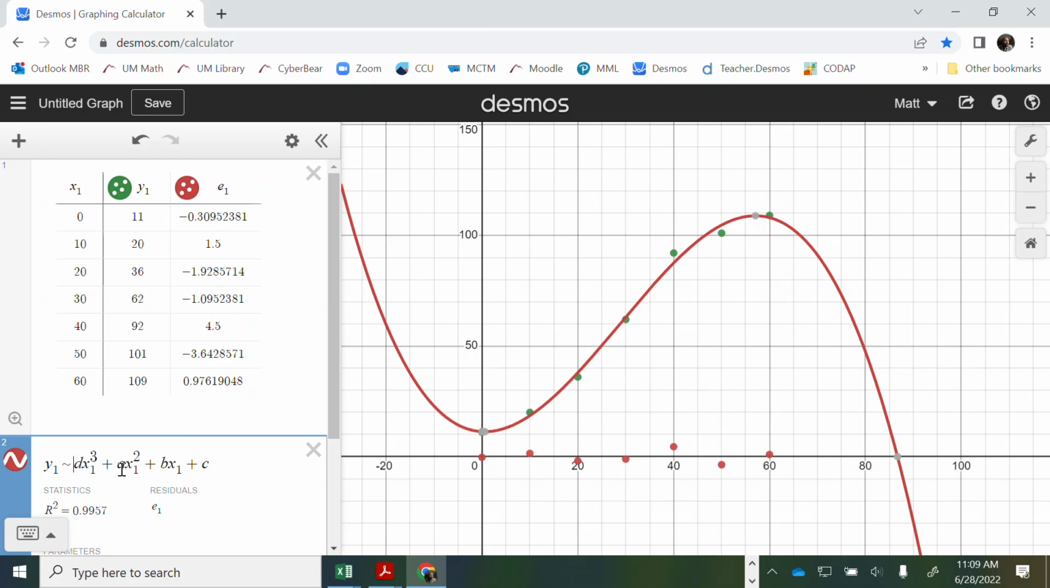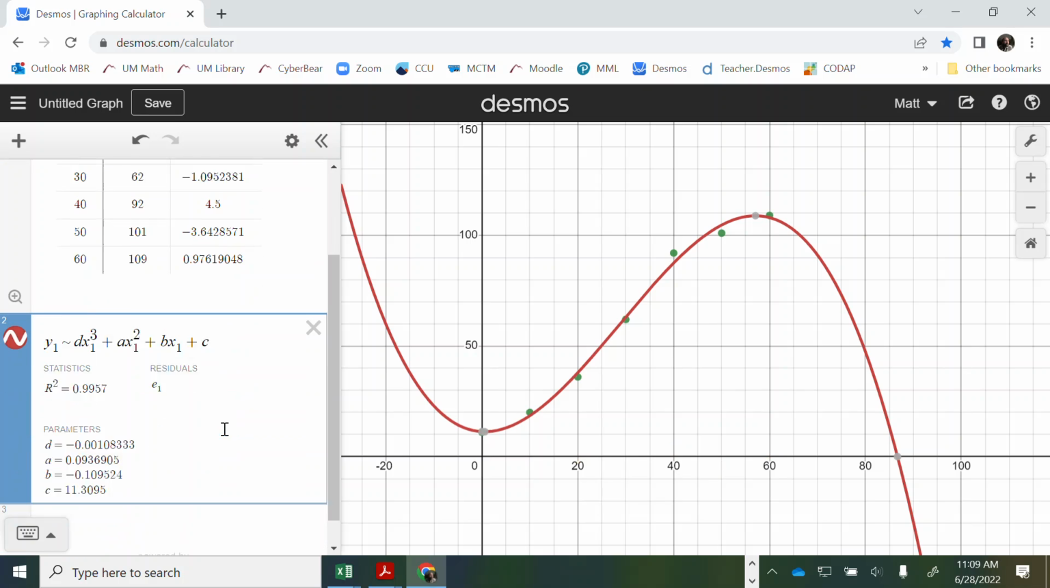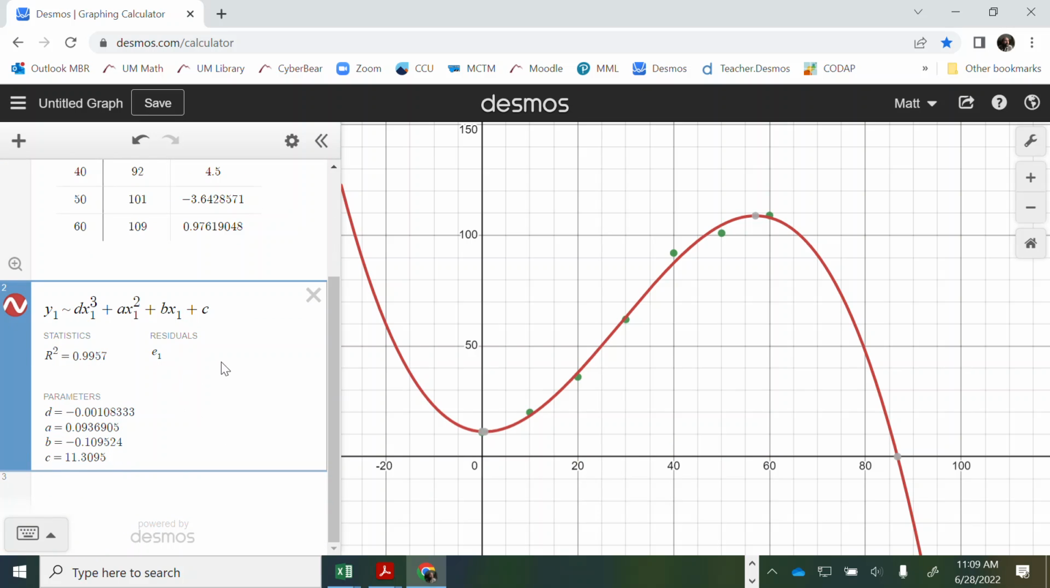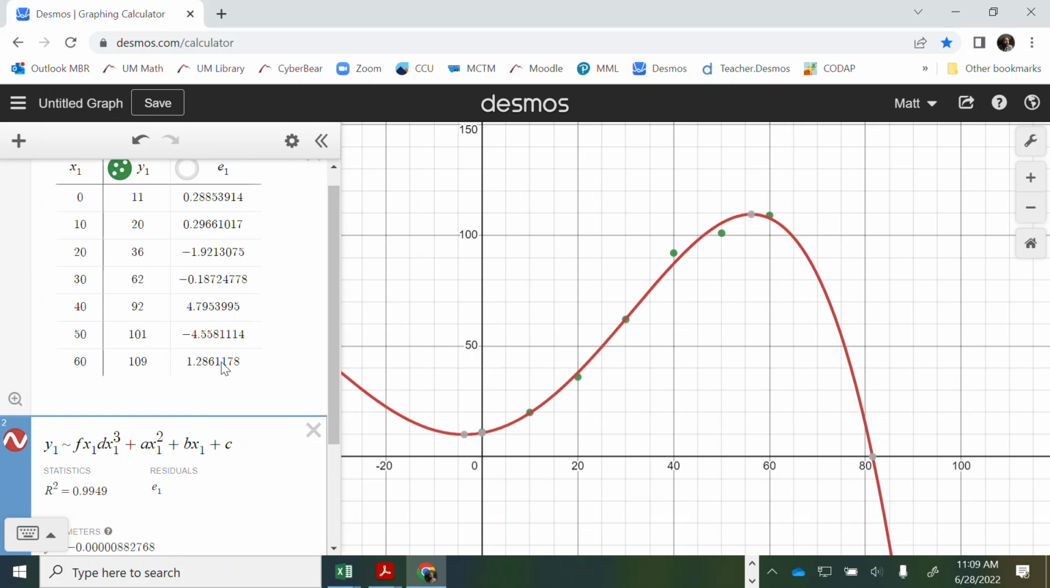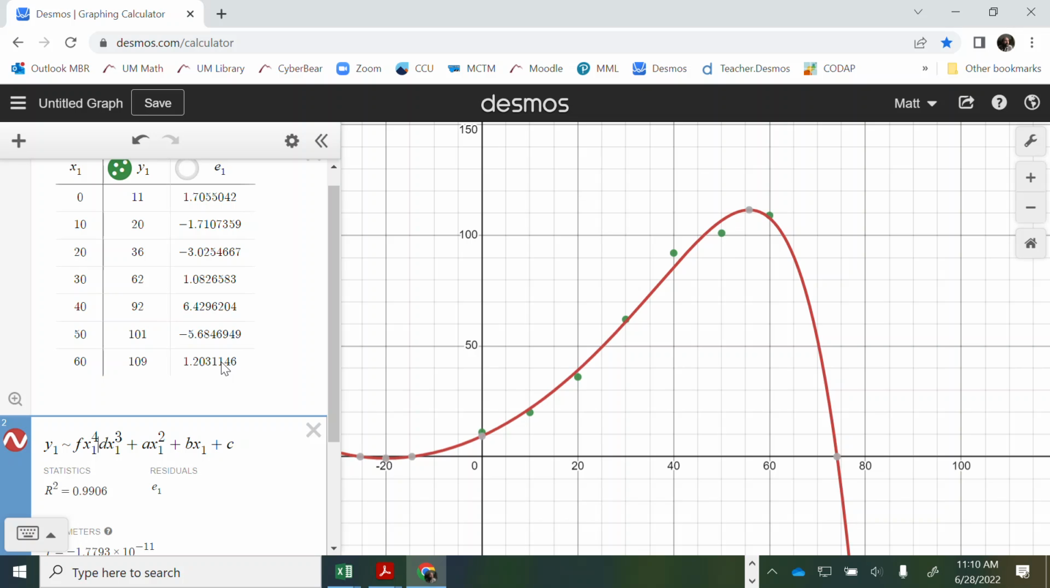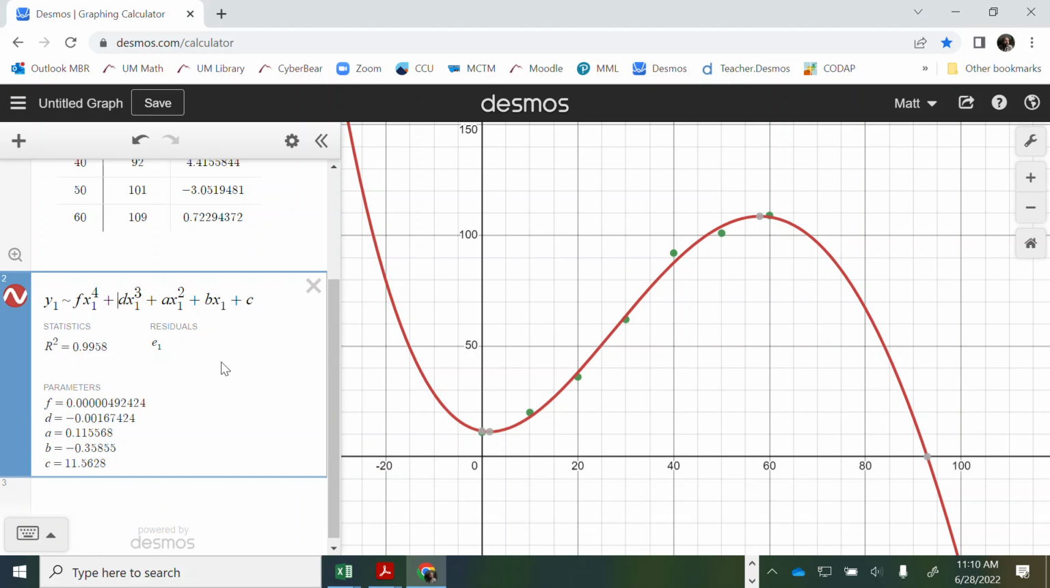So I'm going to go one more step. I'll turn off my residuals. And let's try a quartic and see how that works. So that's a fourth degree polynomial. You can't use the letter E, that's reserved for the exponential function in Desmos, so be aware of that. So instead of a, b, c, d, e, I'll put an f in front of this. I'll do f times x sub 1 raised to the fourth power and add that to my cubic and see what that looks like.